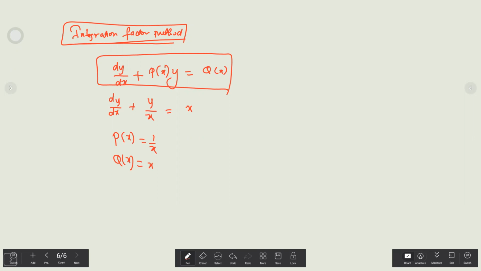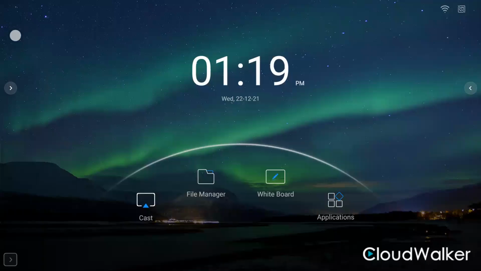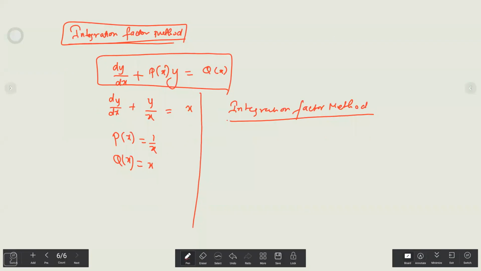Now, what's the procedure that we follow while solving this question? The procedure is basically we use something called the integration factor method. So what exactly is the integration factor method? Basically, whenever you have a function such as p of x, e to the power integration of p of x is referred to as the integration factor. So e to the power integral of p of x dx is the integration factor.